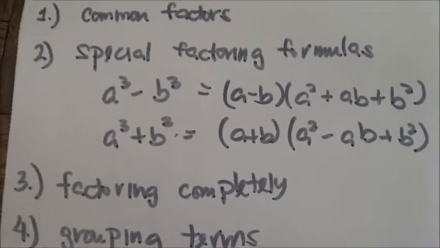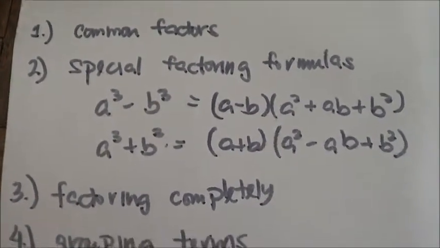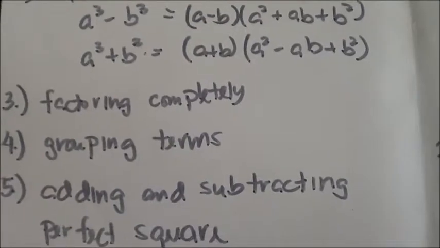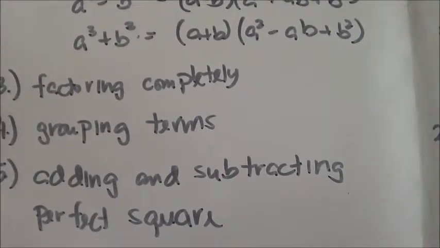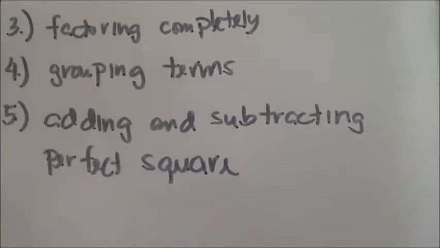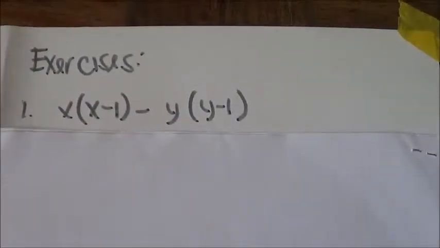Number three, factoring completely. Number four, we can group terms together. Number five, adding and subtracting perfect squares. So here are sample problems.